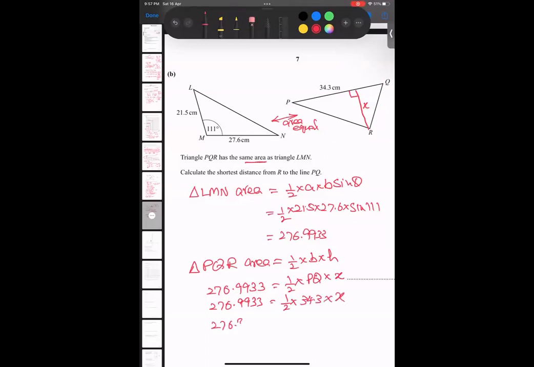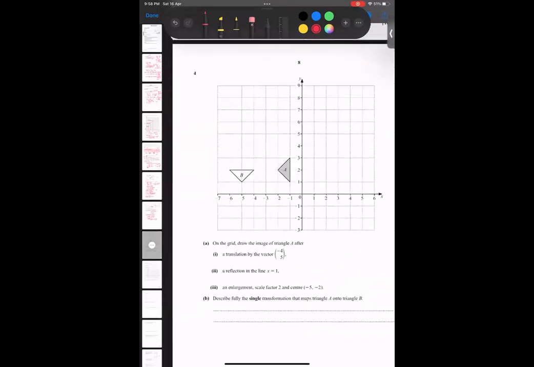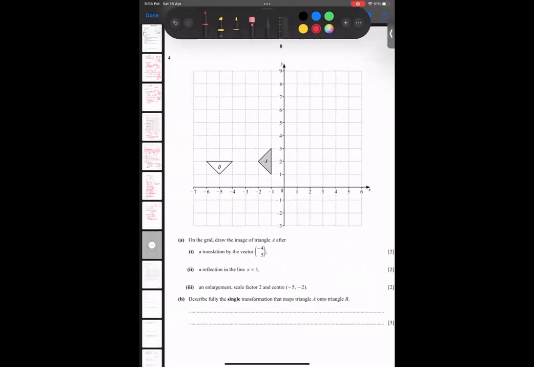Now 276.9933 into 2 divided by 34.3 will give us the answer, and I'm getting the shortest distance as 16.15. After rounding to 3 significant figures, it becomes 16.2 centimeters. So Alhamdulillah, this point is also clear. Let's go for the next question: Transformation.